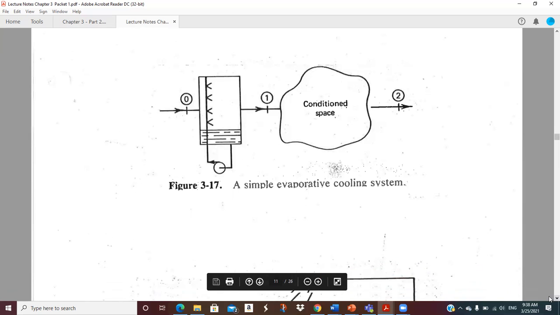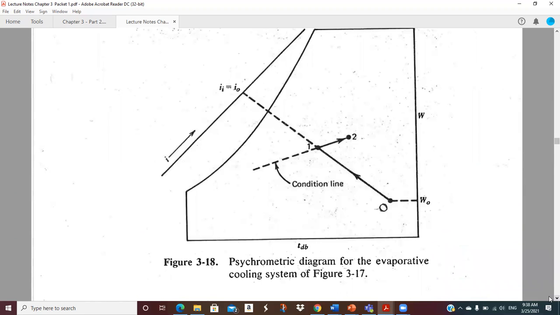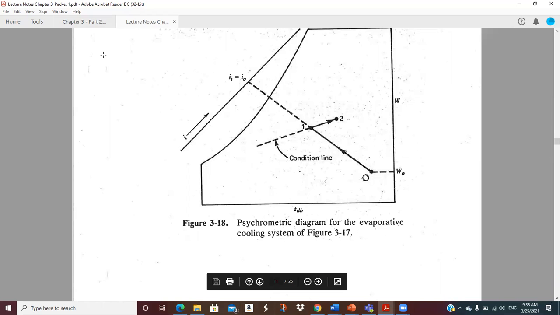Now let's go down to the psych chart. So we've got our loads. We went to the protractor. I don't think he shows a protractor on this. But anyway, we had our loads, we calculated our sensible heat factor, we went to the protractor, and we got the slope. 2 is the condition that we're maintaining in the space. So we drew our condition line with the slope from the protractor all the way down here someplace, okay?